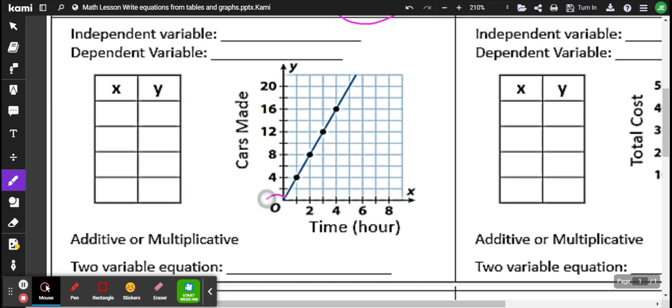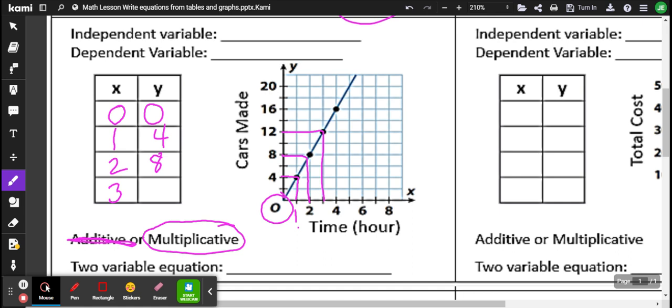Just by looking at this next graph, it goes through the origin. And when it goes through the origin, we automatically know nothing is added, so it is multiplicative. And we have input, output. X of 1 goes in, 4 comes out. 2, 8, 3, 12. You can see that is a multiplicative rule of times 4.